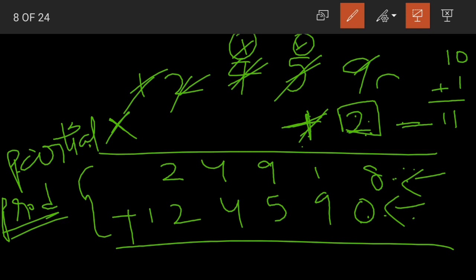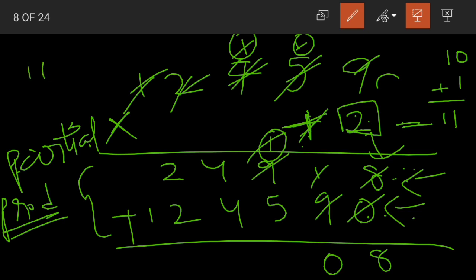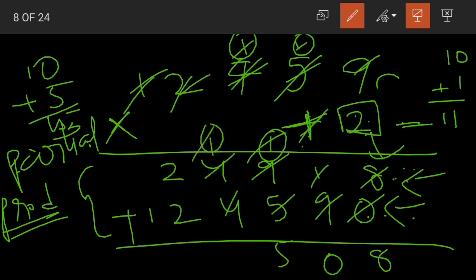Now again, how to start adding? From the ones place. 8 plus 0, 8. 1 plus 9, 10. 0 here, 1 carried. 1 plus 9, 10. Now 10 plus 5 becomes 15. So 5 here, 1 carried. 1 plus 4, 5. 5 plus 4, 9. 2 plus 2, 4 and lastly 1 here. What is the final answer?